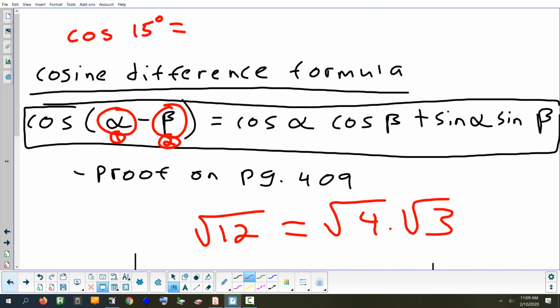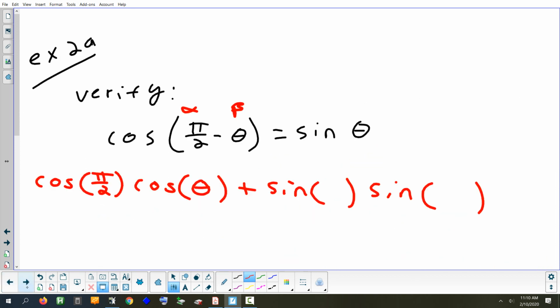Let's go back and double check it. The order that they usually do it is first, second, first, second. Technically, these are commutative, so you could do sine beta, sine alpha, but I'm just going to stick with the same order, just to make sure we match the formula. So we're going to do pi over 2 and theta.